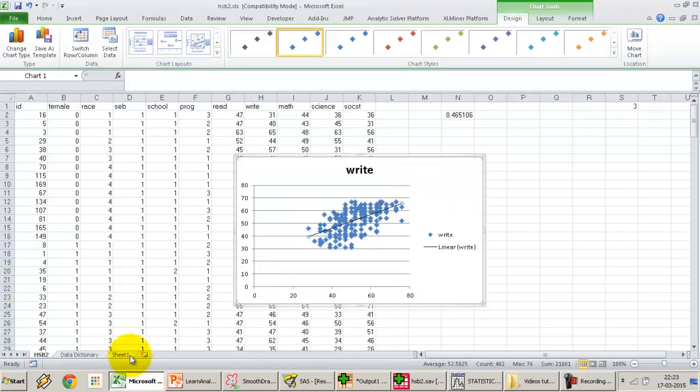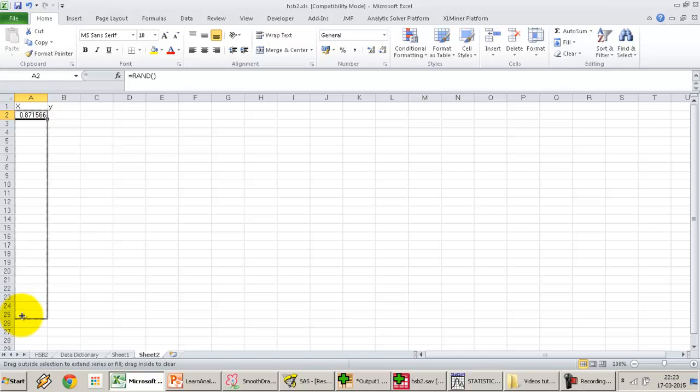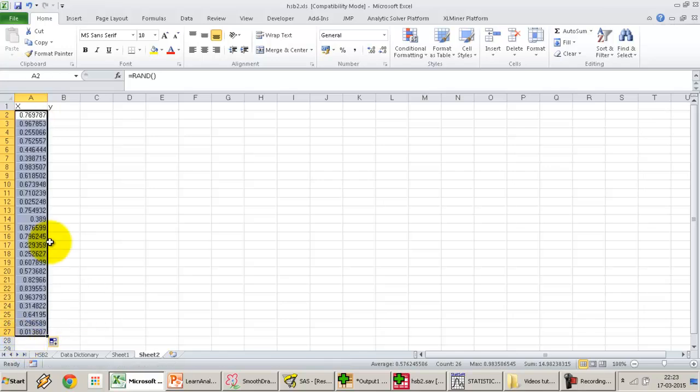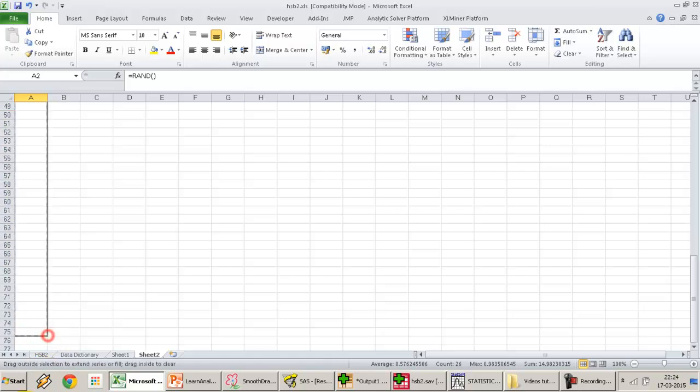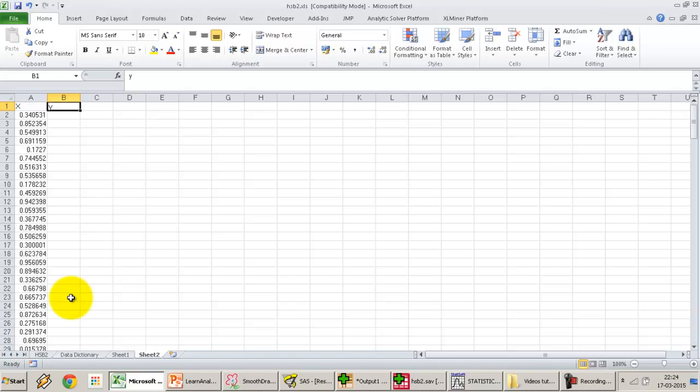For example, let's take two variables. I've got x and I've got y. I'm going to generate x as a random variable. Let's generate about 100 observations or so, and I'm going to make the other variable a perfect function of the x variable. It is simply going to be an exponent of x.